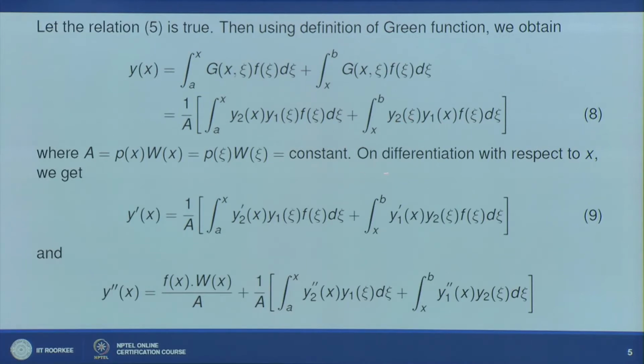Now here we want to show that this actually satisfies the non-homogeneous differential equation. For that we need to show that y(x) satisfies the non-homogeneous boundary value problem. So for that we simply calculate the derivative of this. Let us calculate the derivative here, y'(x) equal to this quantity. Here we are using the Leibniz formula for differentiation under the sign of integration. I'm just going to write that formula here.